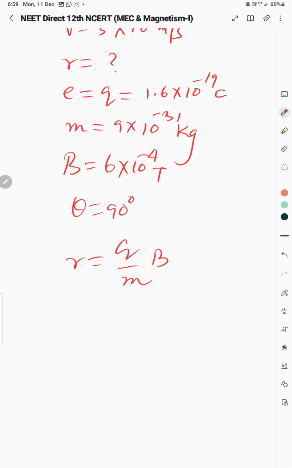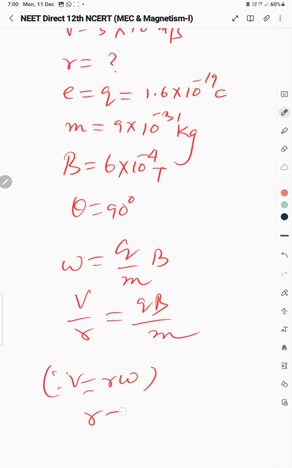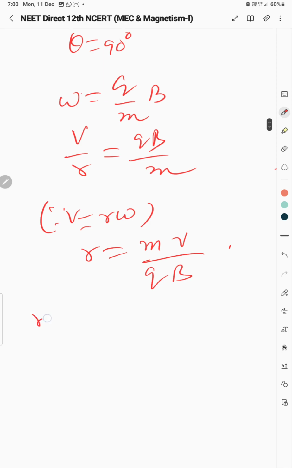ठीक है, तो omega यहाँ पे V by R होता है, because V है R omega, तो understood है कि omega, V upon R is QB by M. So it is therefore R equals mv by qB. बस आप वैल्यूज लगाना शुरू कर दें.